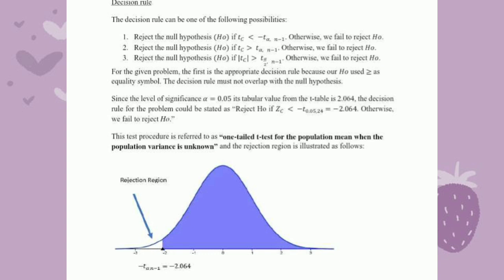This test procedure is referred to as a one-tailed t-test for the population mean when the population variance is unknown. And the rejection region is illustrated as follows. As we can see, there is a rejection region below. This is our guide on how we get the right answer.